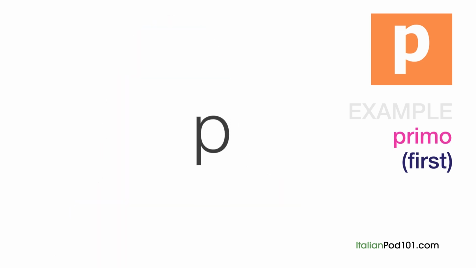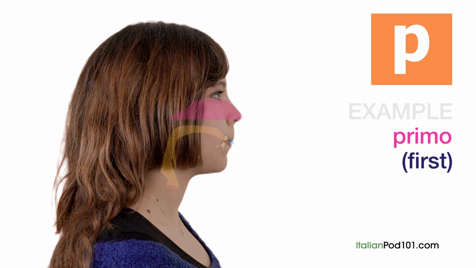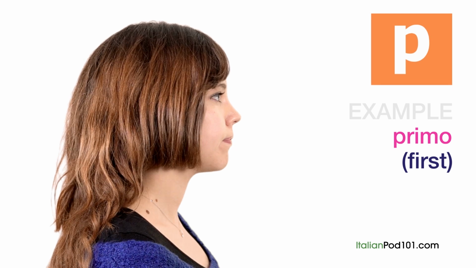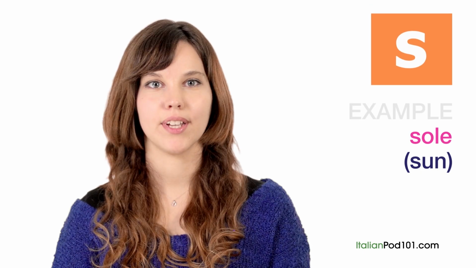The next consonant is P. Primo. Like the p sound in the English word pie. P.